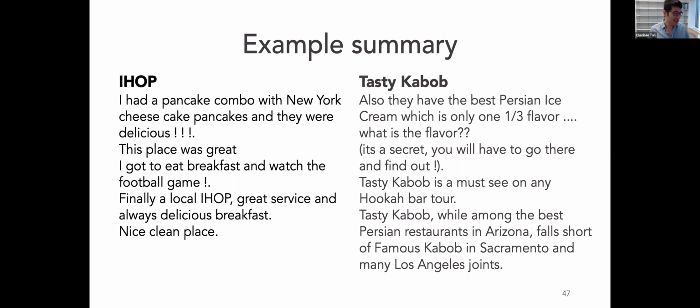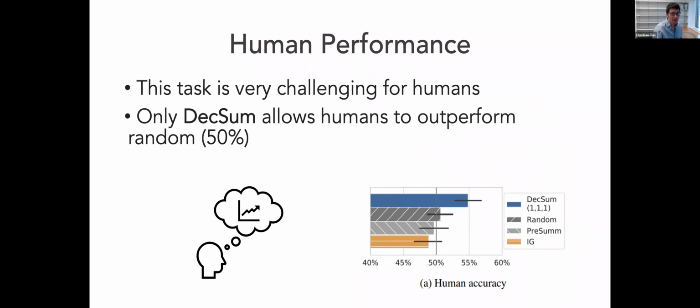Great. I will review the answer in a couple of slides, but in this case, Tasty Kebab was actually the winner. But this is not really about you. Your job is to make a decision about a summary, so this is more for evaluation of the summarization methods. In general, this task is very challenging for humans, and as a result, most of the human performance hovers around 50%.